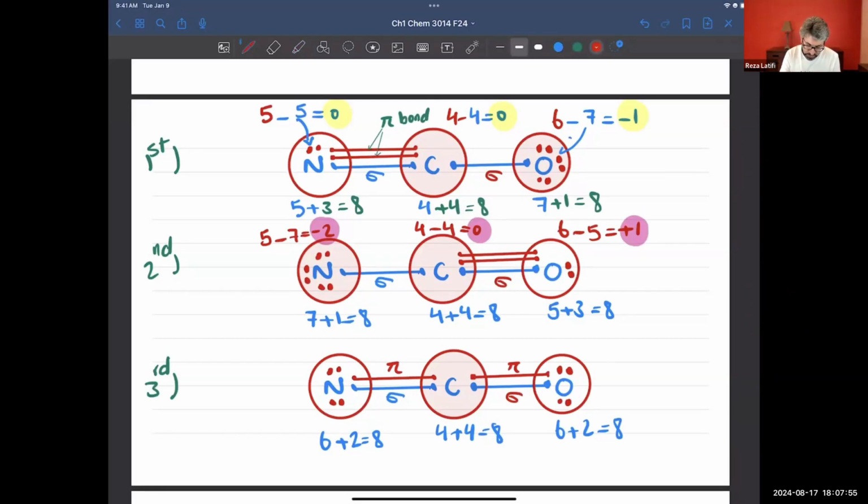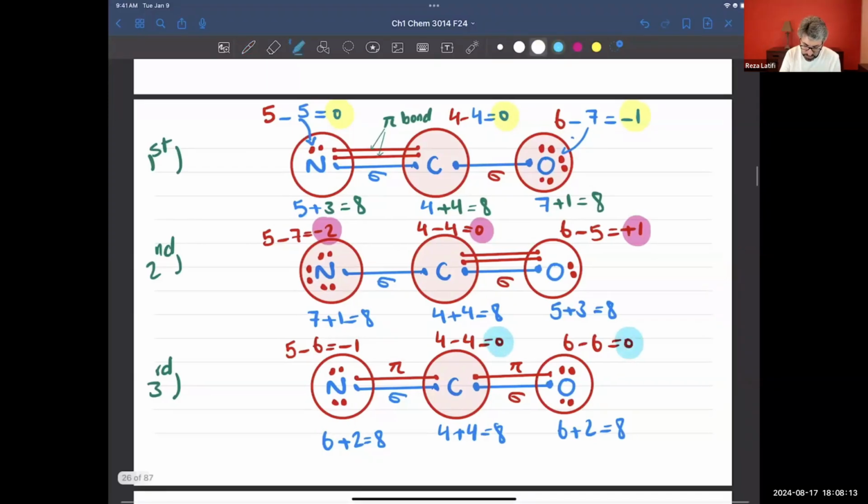Next. I go nitrogen is a group 5. I see 6 electrons around it. It will be minus 1. Carbon, 4 minus 4, 0. Oxygen, 6 minus 6 electrons around it, 0. Okay, again, let's highlight the charges. 0, 0, minus 1. Okay, now time to talk about what's the best and what's the worst Lewis structure.